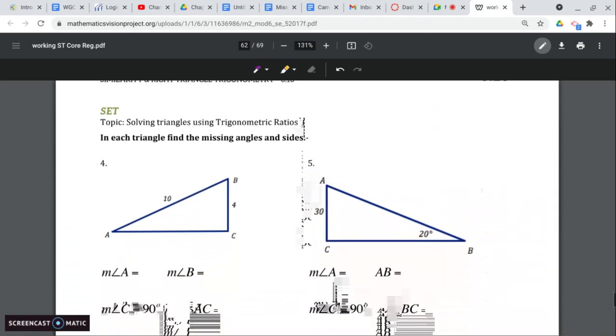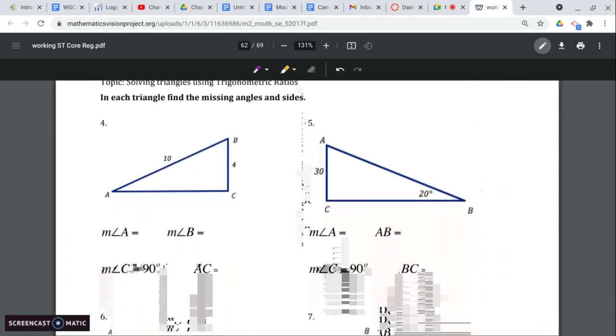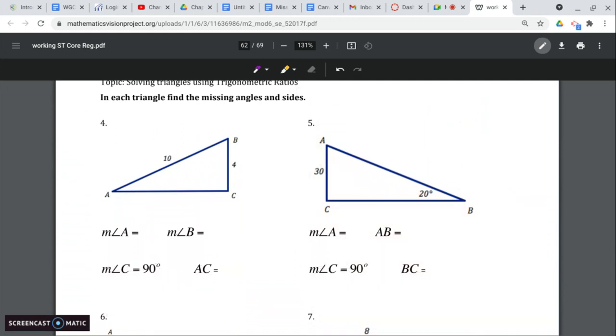Now here, we are going to solve for x. We're going to solve for the missing value. So for each triangle, we're going to find the missing angles and sides. So trig is your keyword for this lesson, trig, because we are using trigonometric ratios to solve. So for number 4, we want to find the missing angle measures and side measures. So we know that angle C is the 90 degrees, but that doesn't help us in finding the angle measures.